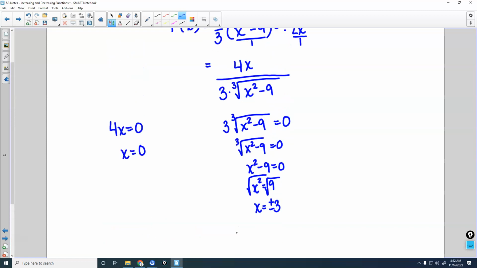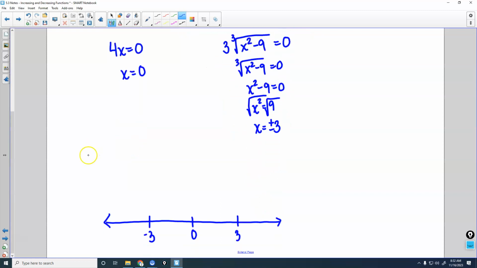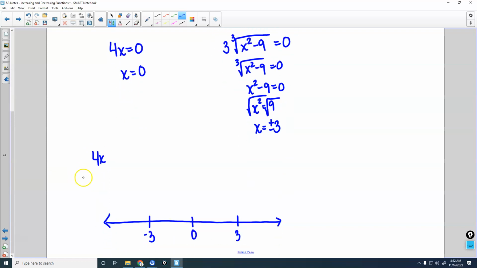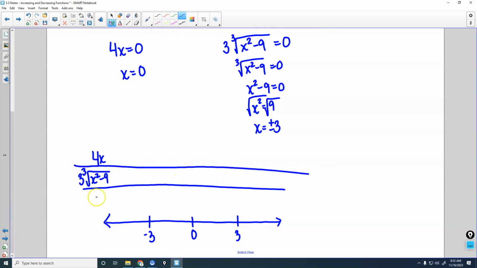Sometimes you can factor, this is not factored, but we can look at whether the numerator is positive or negative. We can also look at the denominator, which is the 3 cube root of x squared minus 9. So what I like to do is look at those separately, and then you can use that for your chart.